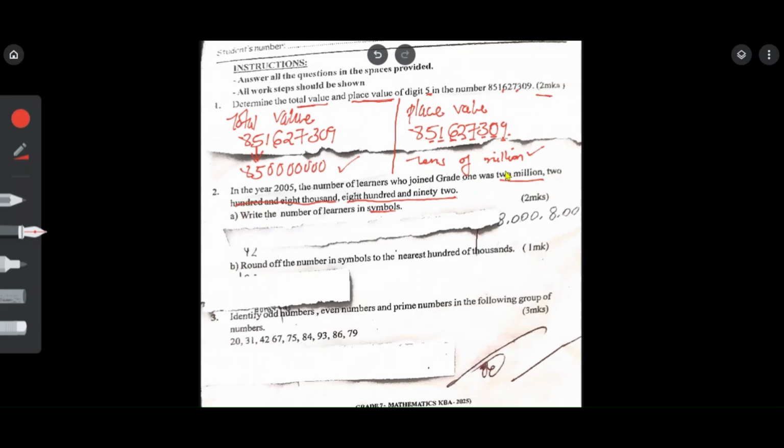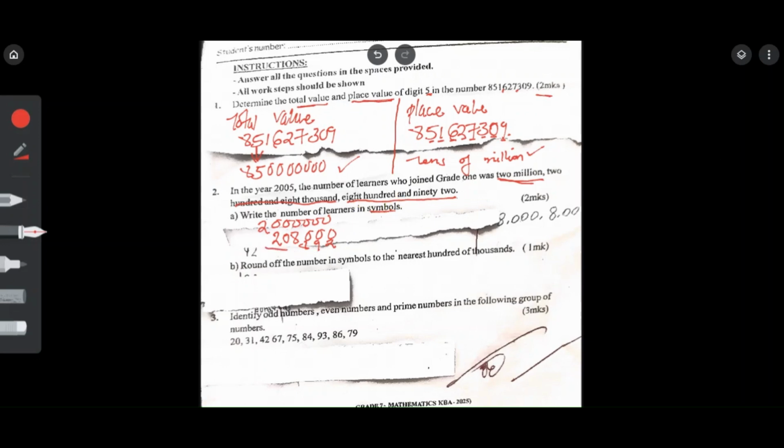I begin with the 2 million. So we have the 2 million here, 2 million, 1, 2, 3, 4, 5, 6. Then you have 208,000. So 208,000. 208, 1, 2, 3. That is 1,000. Then you have 892. If I add this, sorry for congesting my work there. So we have 892.